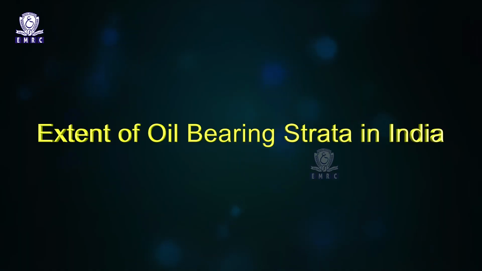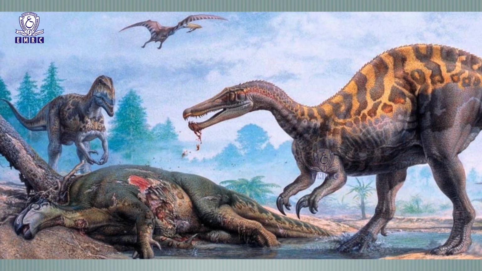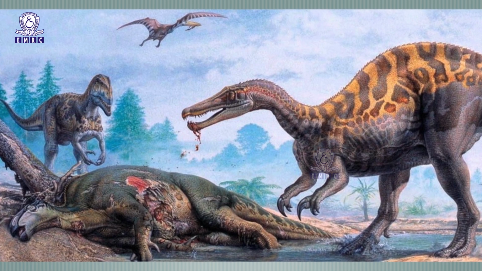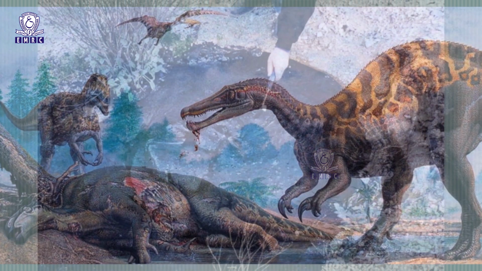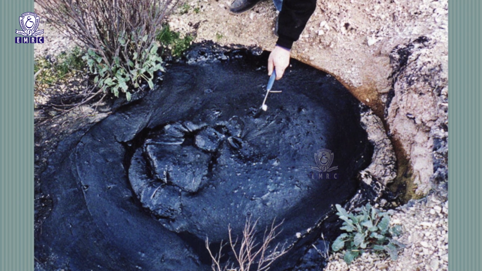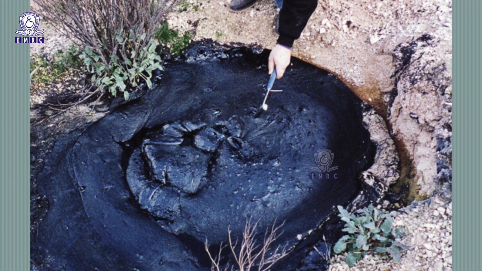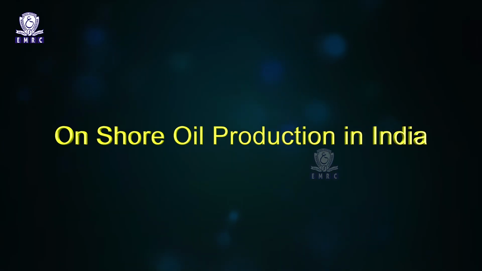Regarding the extent of oil bearing strata in India, I can say 1 lakh square kilometer or 42% of India is covered with sedimentary rocks. 10 lakh square kilometer is from marine basins of Mesozoic and Tertiary time. The total continental shelf of probable oil bearing rocks amounts to 2 lakh square kilometer. The total sedimentary area, including both onshore and offshore, comprises 27 basins. Now let me describe the onshore oil production in India.